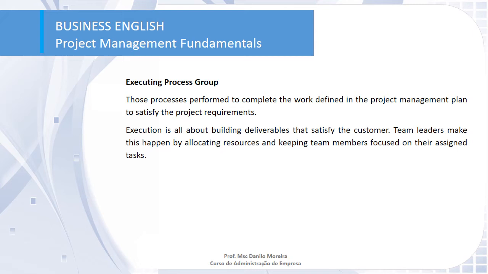So the executing process group, or project execution, is the phase where deliverables are developed and completed. I mean, this is where you are going to be hands-on. You are going to effectively put all the actions into practice. Okay? So this often feels like the meat of the project, since a lot is happening during this time, like status reports and meetings, development updates, and performance reports.